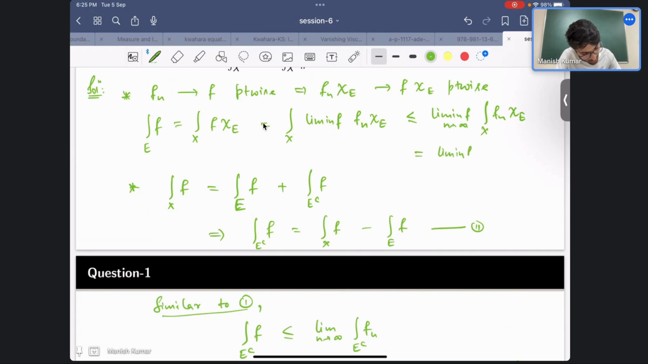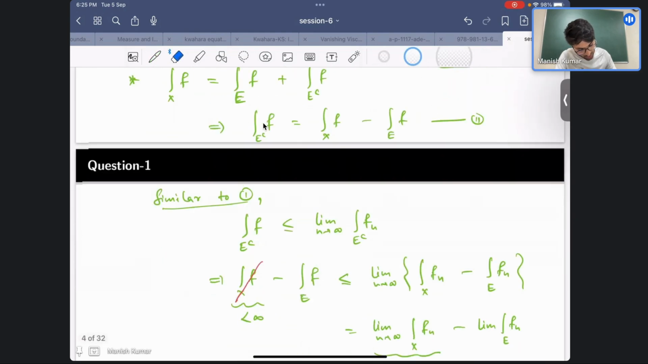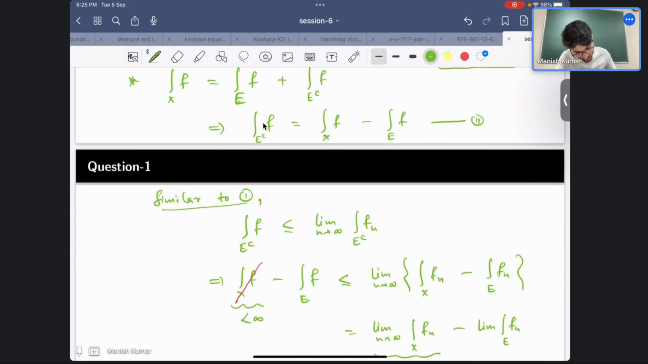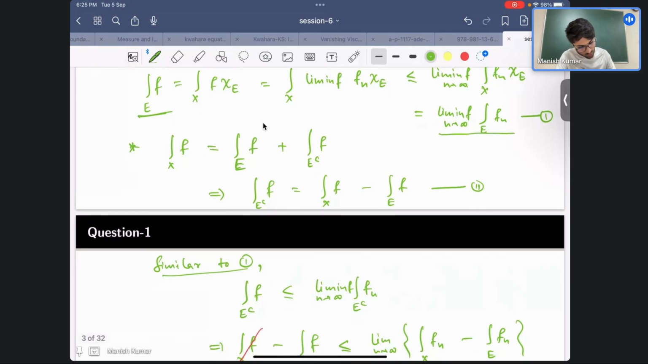So let us write it as lim-inf as n goes to infinity of the integral of fn over E. This is my 1. So what I have got is that the integral of f over E is less than or equal to lim-inf of the integral of fn over E. Now if I apply it here, what I get is that the integral of f over E complement is less than or equal to lim-inf of the integral of fn over E complement, just by 1.